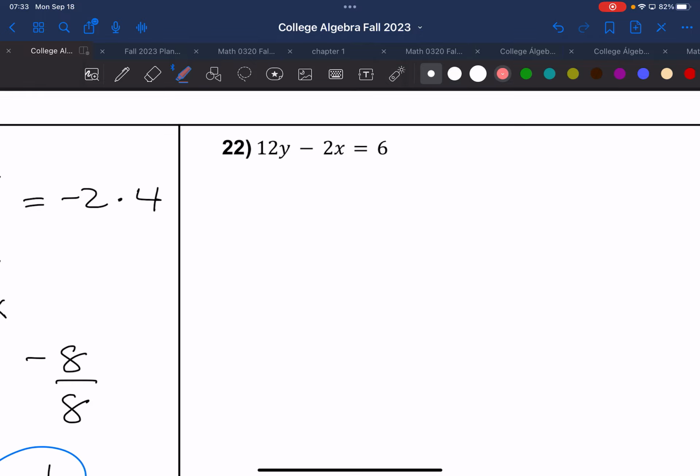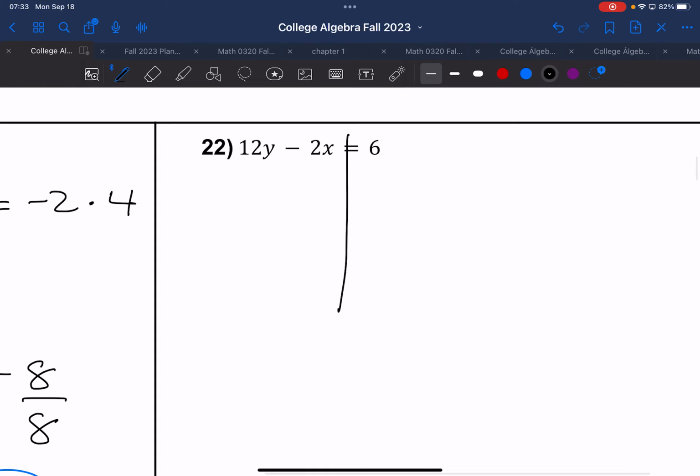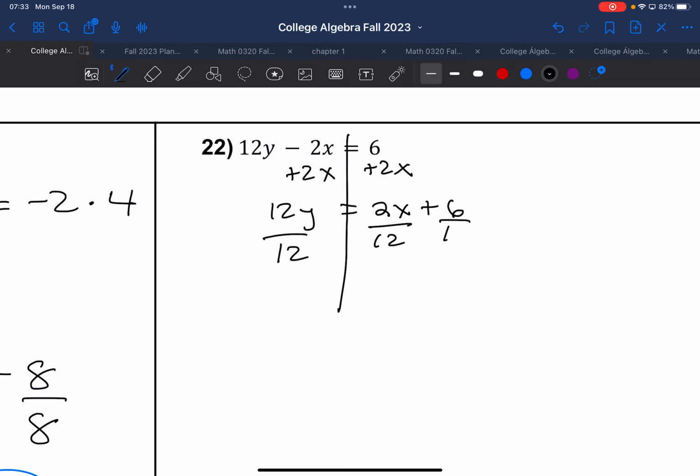Okay, number 22, we need to get y by itself. So what are we going to do first? Good, add 2x. So I get 12y is equal to 2x plus 6. Last step. Divide everything by 12. So I get y is equal to what?